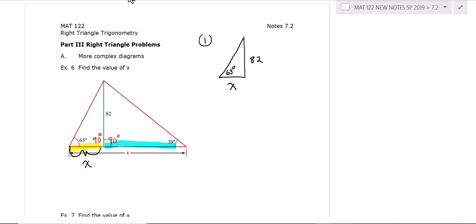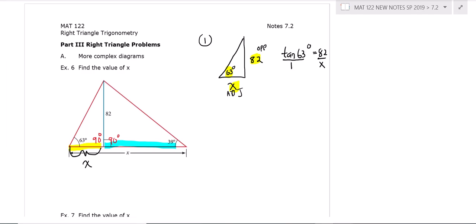Like I was showing you earlier in this section, focus on the angle and talk out what you have. You've got to know which trig function you have. In relation to 63, this is the side opposite, and that is the side adjacent. The trig function that's opposite over adjacent is the tangent. So you would say the tangent of 63 degrees is equal to opposite 82 over adjacent x. Then you have an equation you can solve.